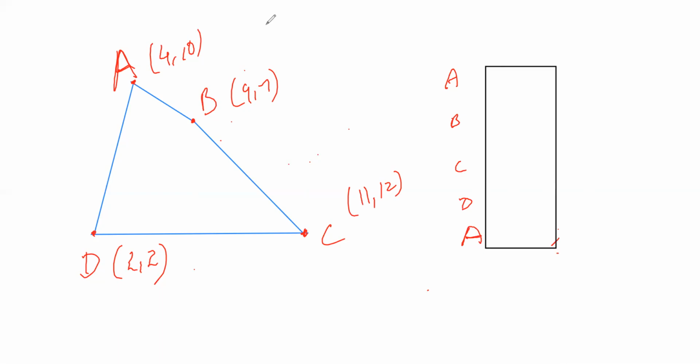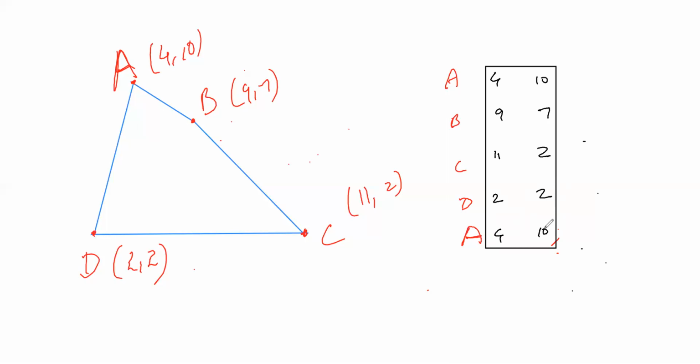For A, what is it? 4 and 10, right? Yeah, 4 and 10, I'm just writing it down here. B is 9, 7. Then C, 11, 12 or 11, 2? This is 11, 2, I'll take it. Then D, 2, 2. A is again 4, 10. Correct?